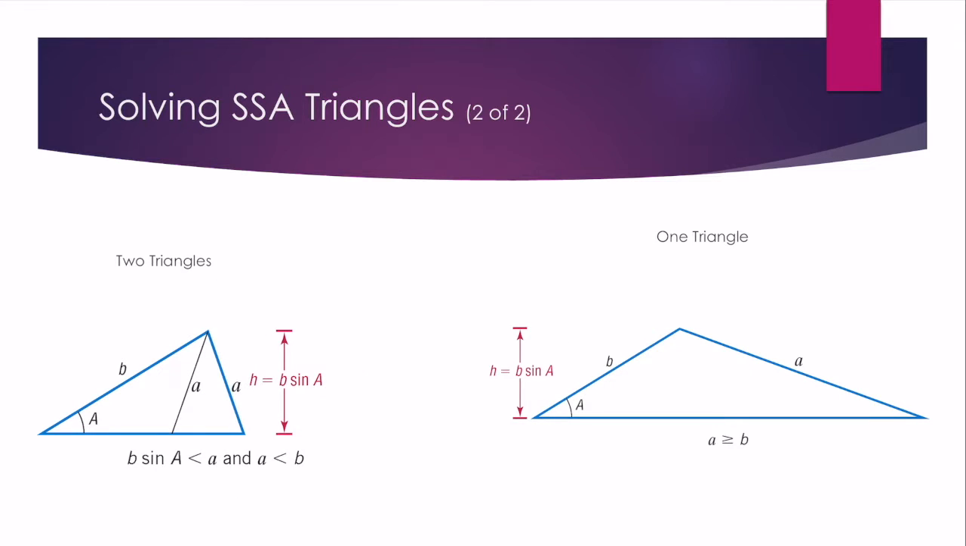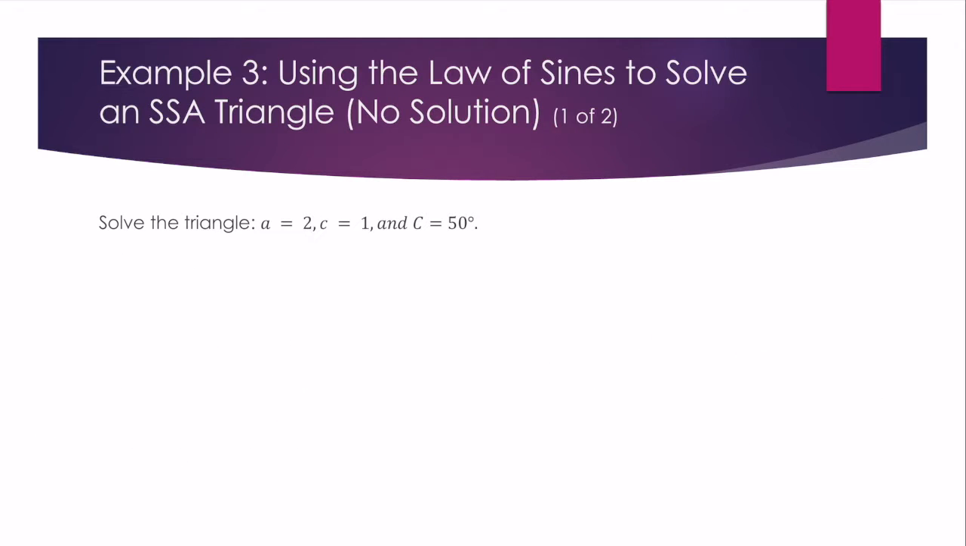Here's how it could result in two triangles or one large triangle. So let's go ahead and solve the triangle: a equals 2, c equals 1, and C is 50 degrees. I'm always going to sketch a picture because I am a creature of habit. I want to start out by figuring out angle A, because I know what side a's length is.